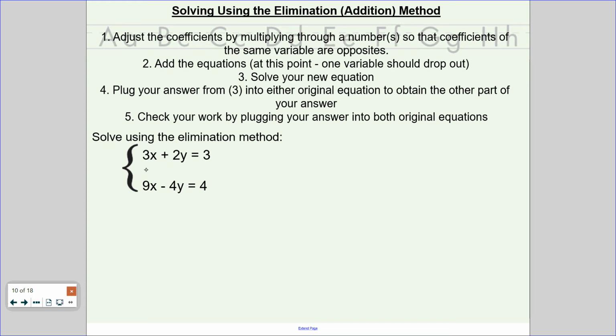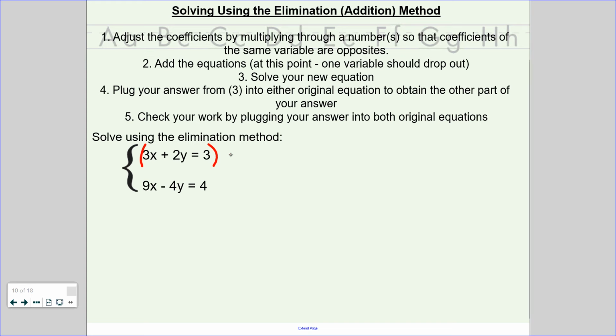Our first equation, 3x plus 2y equals 3. Our second equation, 9x minus 4y equals 4. Like I mentioned earlier, everything here is lined up, but we have no opposite coefficients for either our x's or our y's. So we're going to have to multiply by something. Let's say I choose to multiply the top equation by a number, and you could really multiply either one. We need to make either that 3 look like a -9, or the 2 look like a 4.